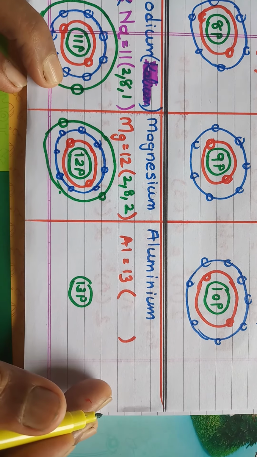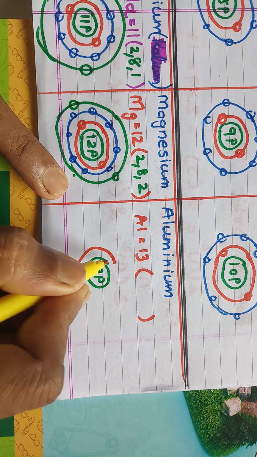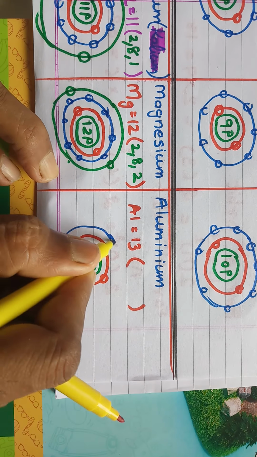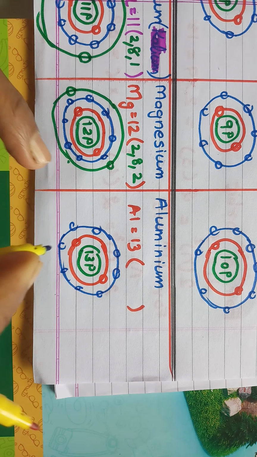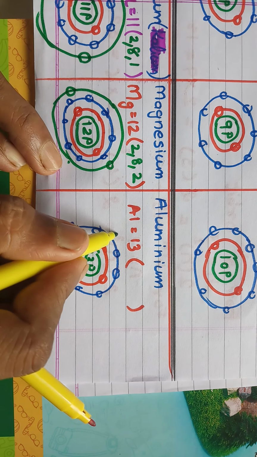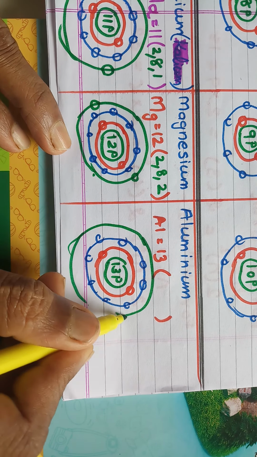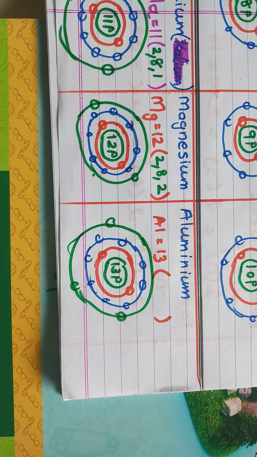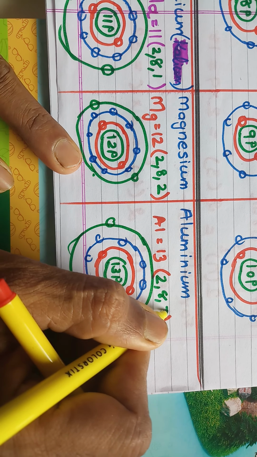Now aluminium has 13 protons, 13 electrons. Out of 13 electrons, 2 electrons are occupied by the first orbit, the second orbit occupies 8 electrons, and the remaining 3 electrons are occupied by the third orbit, 1 2 3. So the electronic configuration of aluminium is 2 8 3.